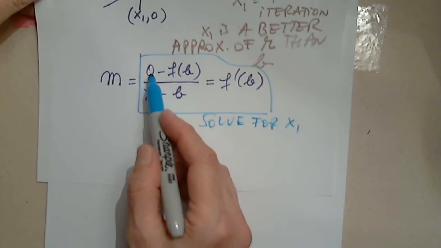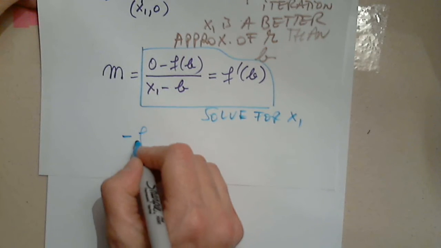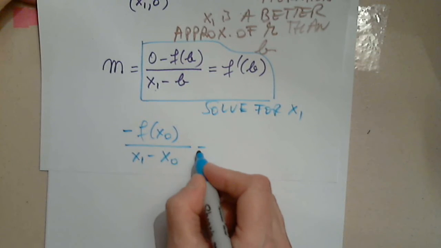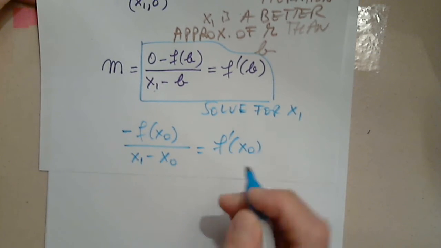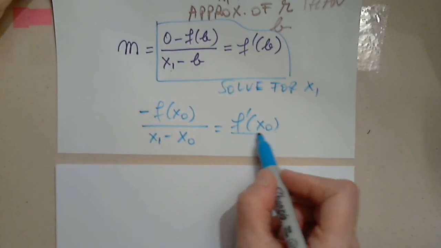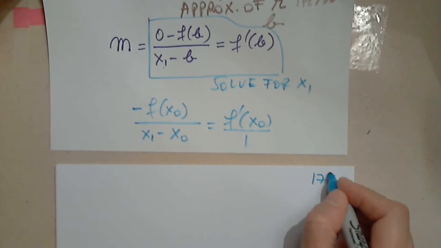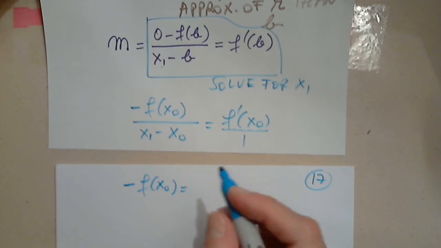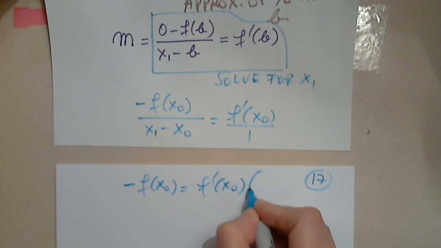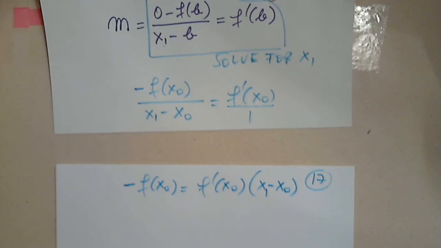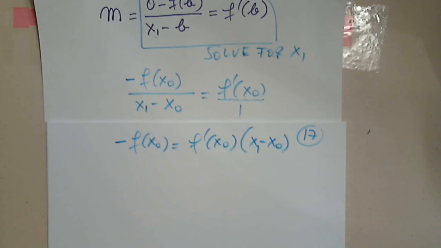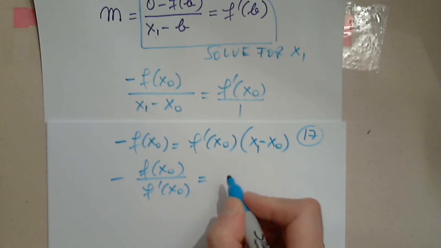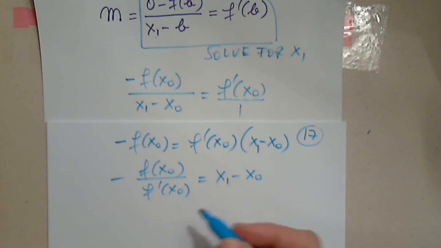Replacing b by x0. So I will drop the 0. So negative f of x0 over x1 minus x0 equals f prime of x0. I will cross multiply. 1 times this equals this times this. I'm dividing by f prime. And adding x0 to both sides.